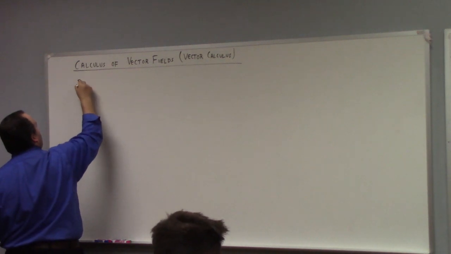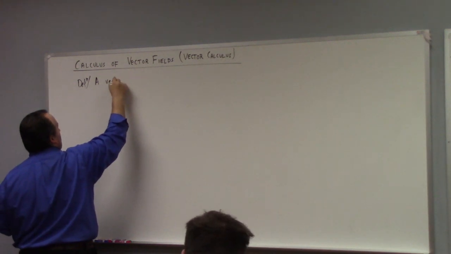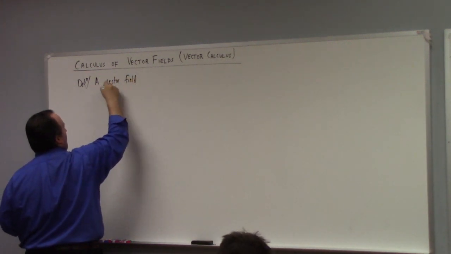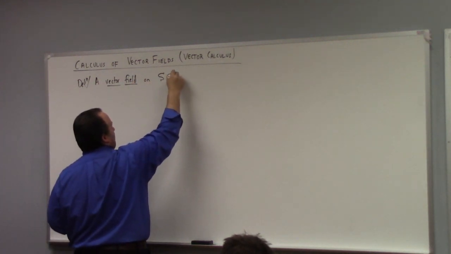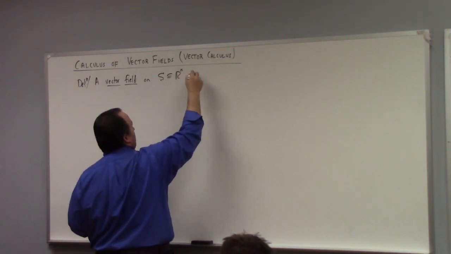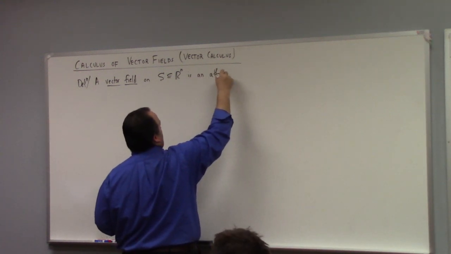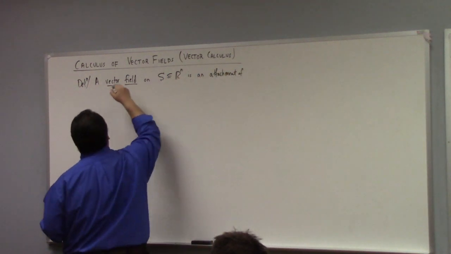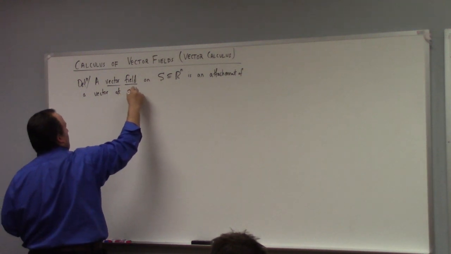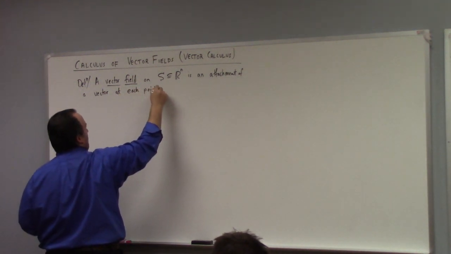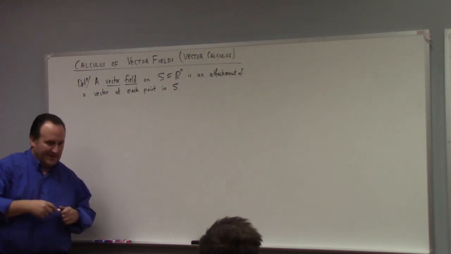Right, so definition: a vector field on S, which is, let's say, some subset of Rn, is an attachment of a vector at each point in S. Now I realize that definition, if you're a math major, is a little bit vague.